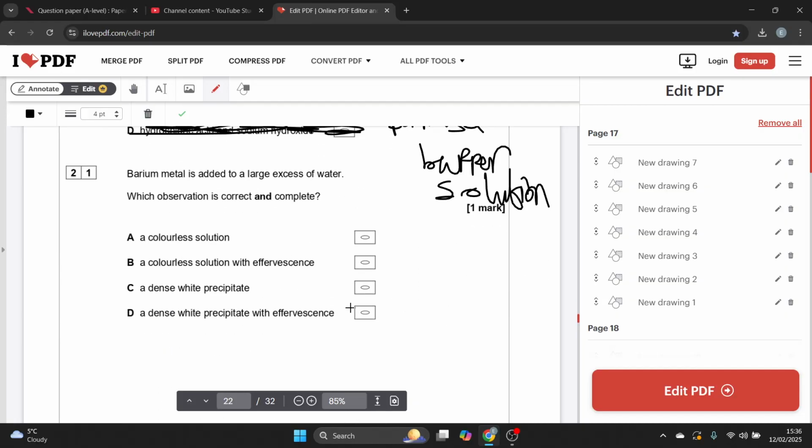Barium metal is added to a large excess of water. Which observation is correct and complete? A colorless solution with effervescence.